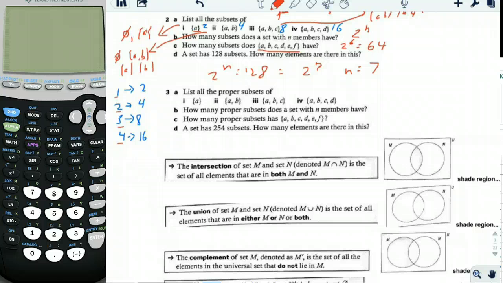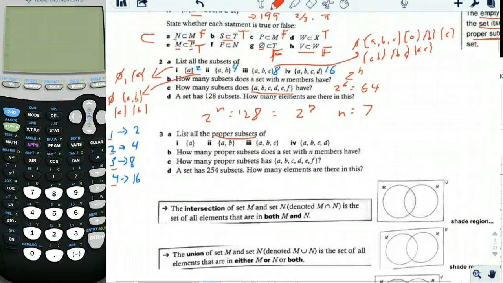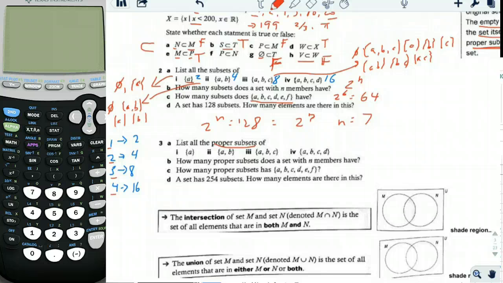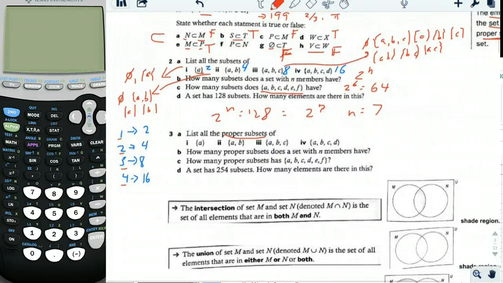Now in the next one it says, list all the proper subsets of, and this gives A, AB, ABC, and ABCD. Now it's the exact same thing as before, except now they ask for proper subsets. Proper subsets are more strict than subsets, because subsets can also include the empty set and the set itself, but the proper subsets don't. So remember how we said that the subsets of A included the empty set and the set itself? Well, here there's nothing. Nothing is a proper subset of a set with just one element.